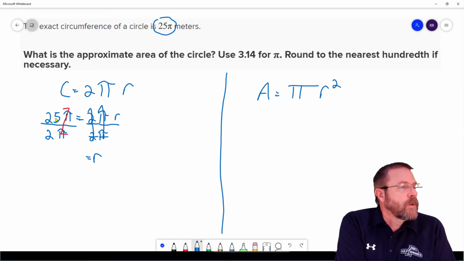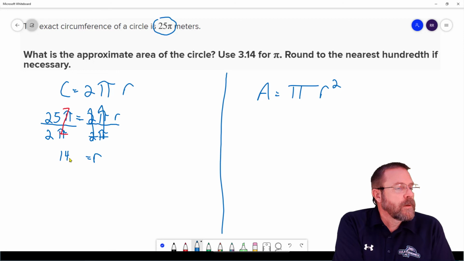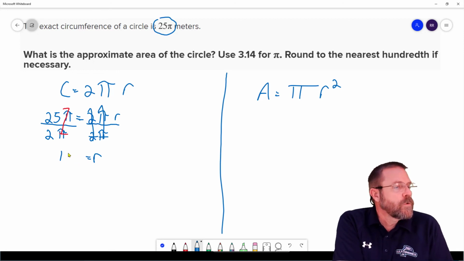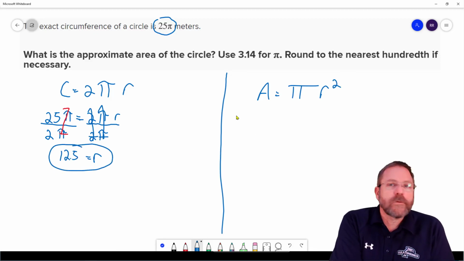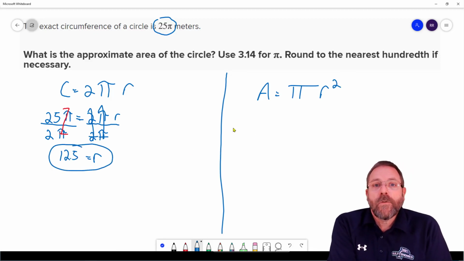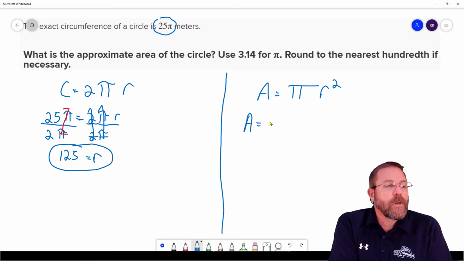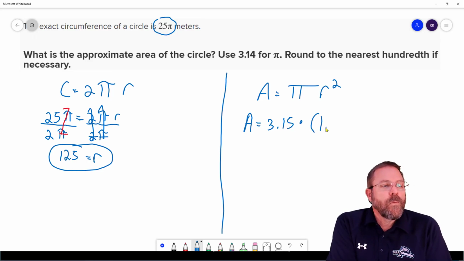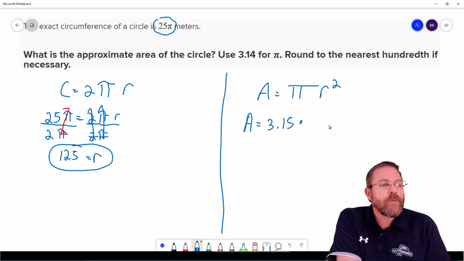And then from here, 25 divided by 2, that's going to end up giving me, nope, not 14, 12. Let's try that again. 12.5 is equal to my radius. Now I can take that along with 3.14 and plug it into the area formula. Area is equal to 3.14 times my radius. In fact, I don't even need a parenthesis on this one.